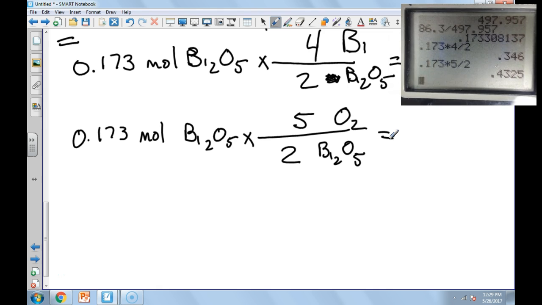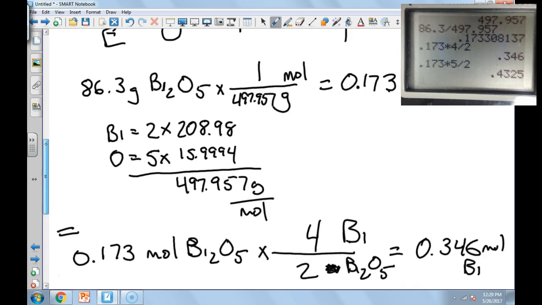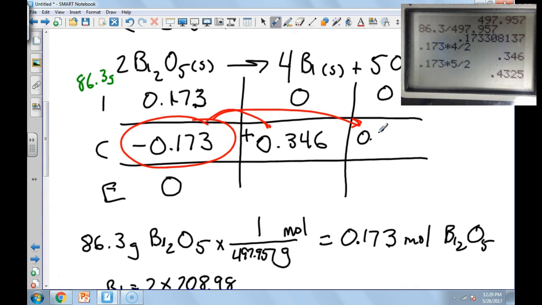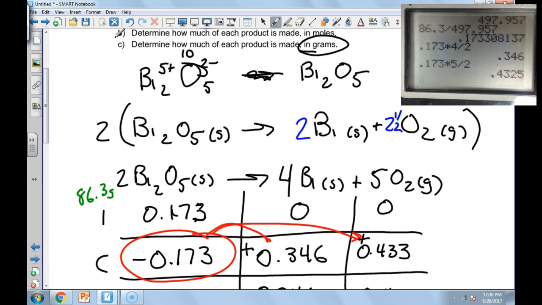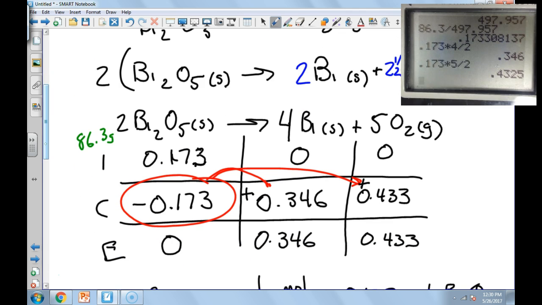Okay, but then you divide it and you go, and so this is 0.433 moles of O2. So I'm going to write up here 0.433 moles of O2, and because it's a product, we are adding it. So now 0 plus this gives us 0.346 moles. 0 plus this is 0.433 moles. And so that tells us how many moles we have at the end. But now we need to convert to grams.